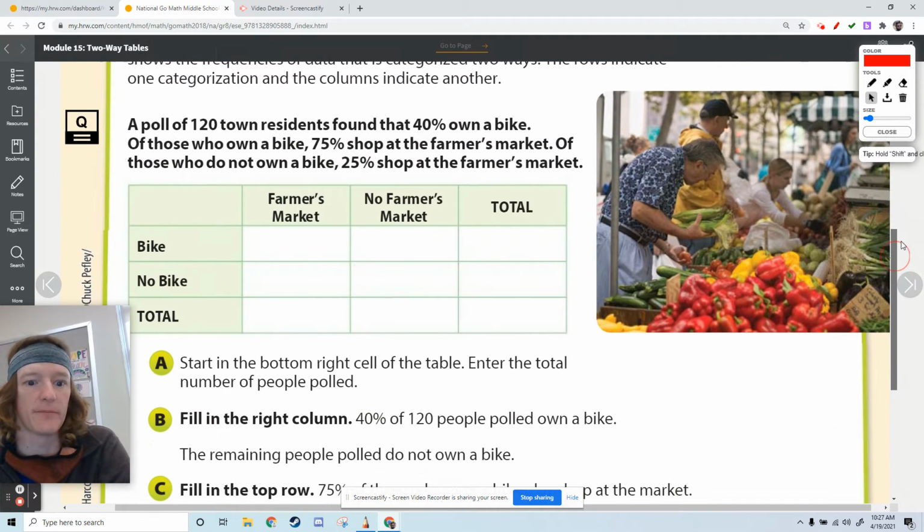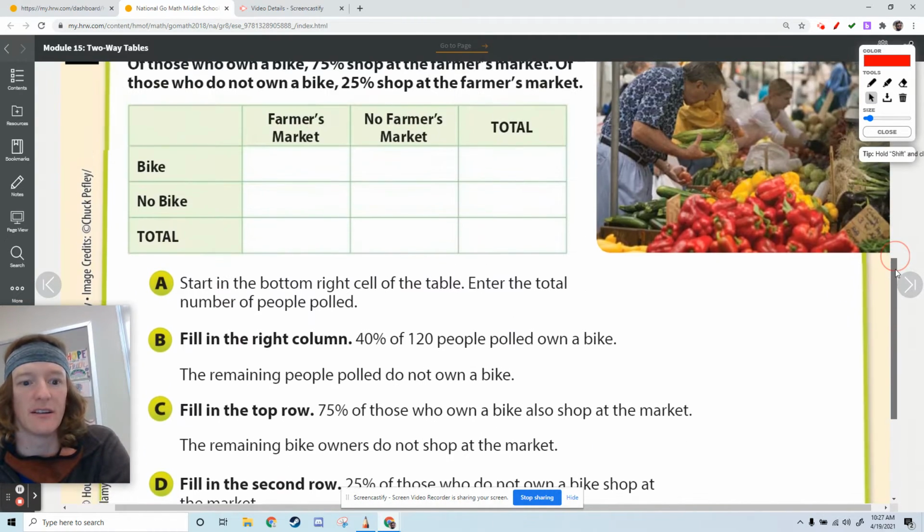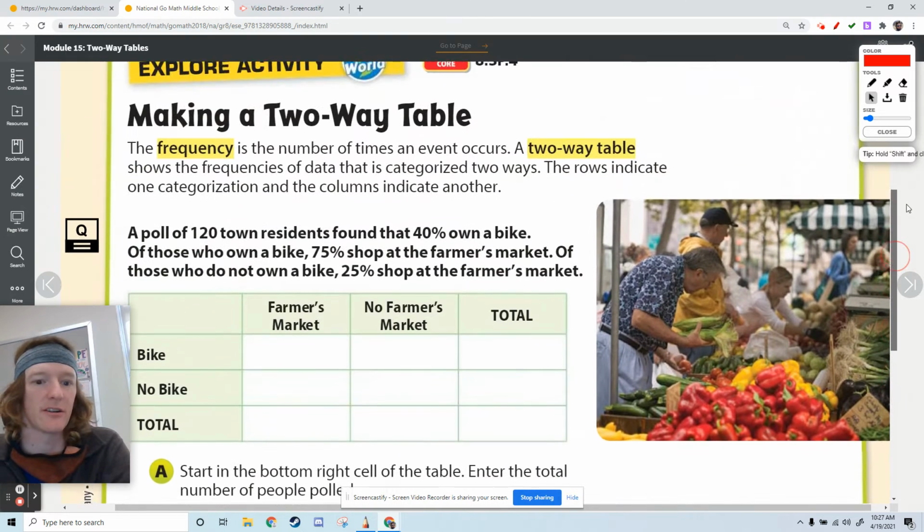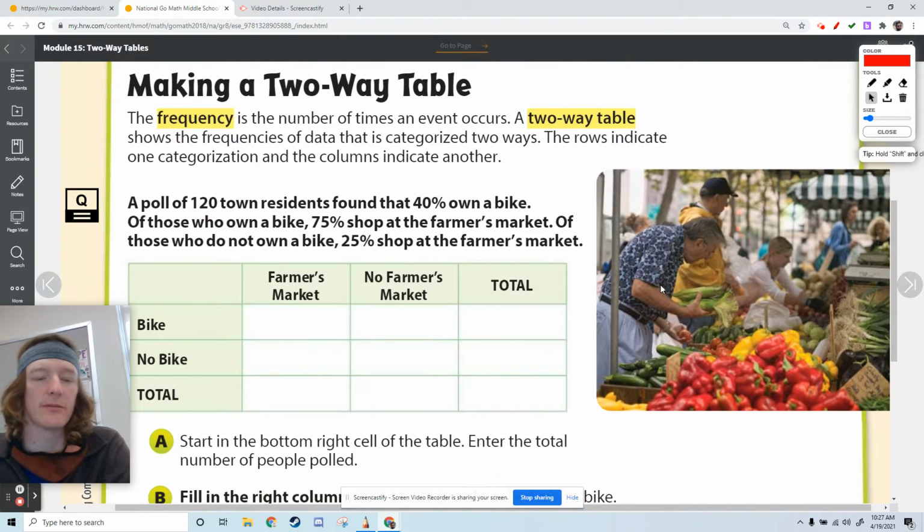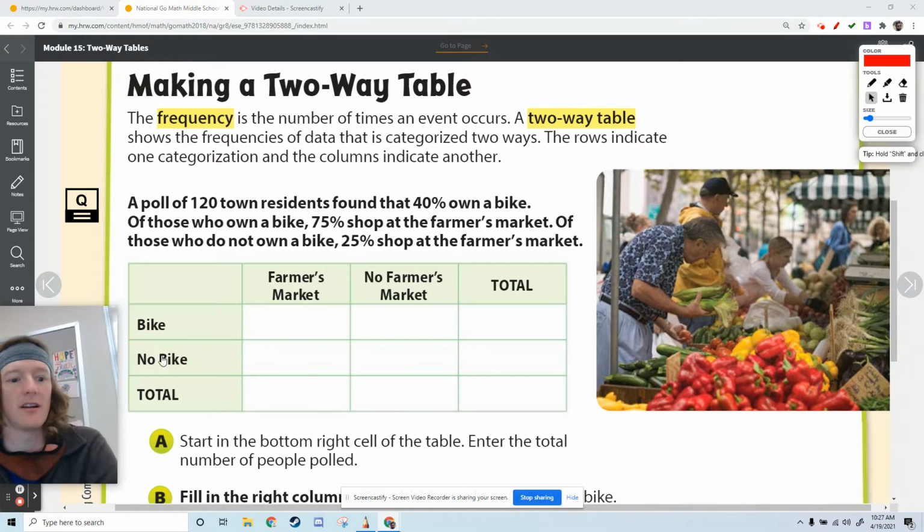Let's fill this out. I'm not going to use A, B, C, D, E down here. I'm just going to kind of talk us through this instead. So a frequency is the number of times that an event occurs. A two-way table shows frequencies of data that is categorized in two ways. The rows indicate one categorization and the columns indicate another.